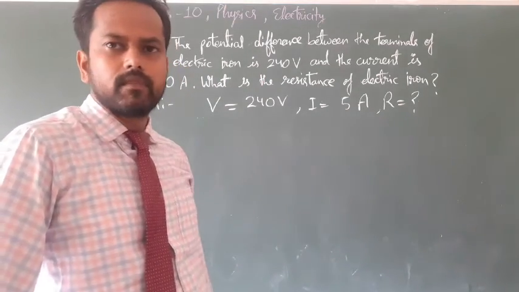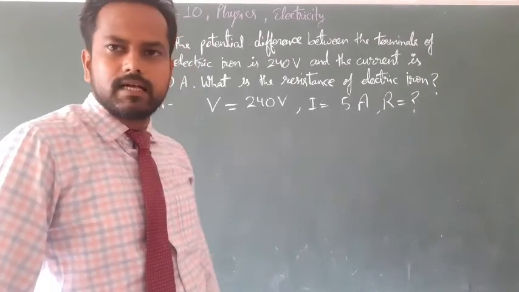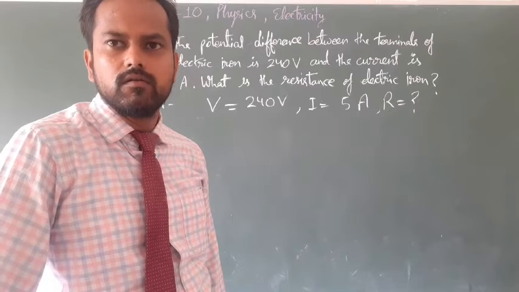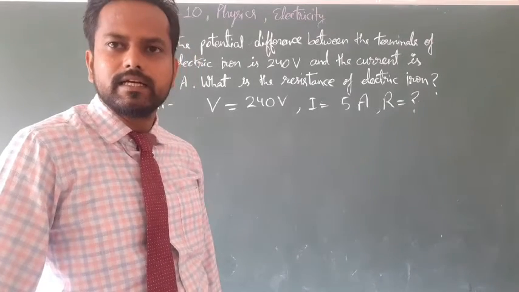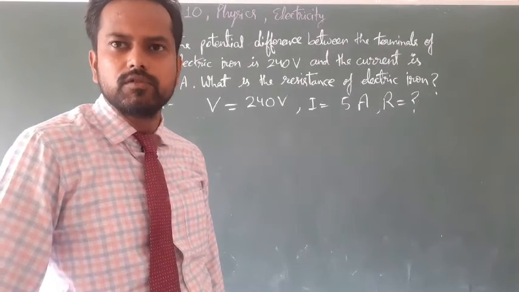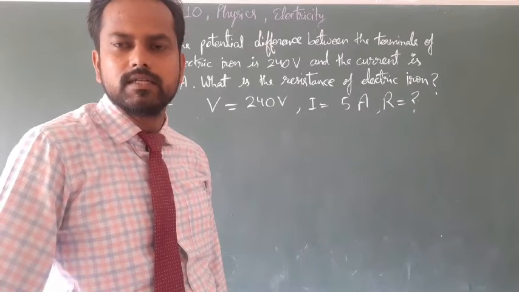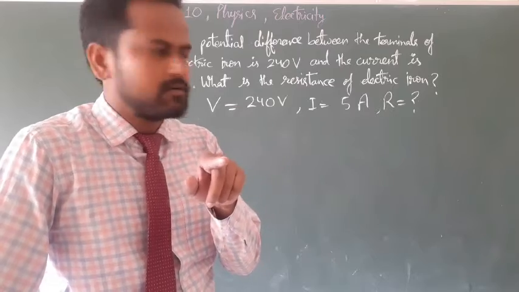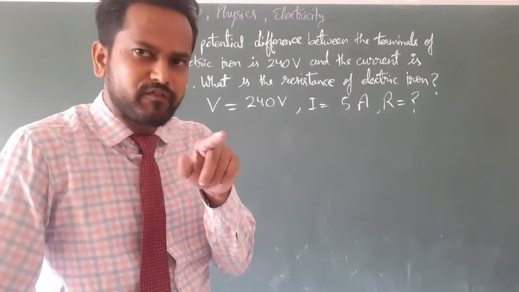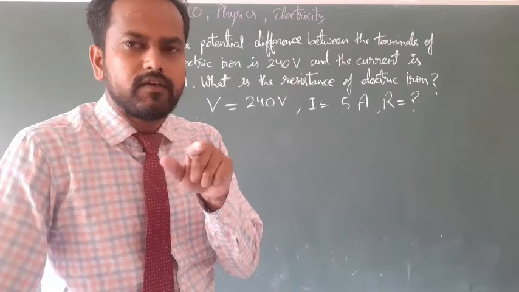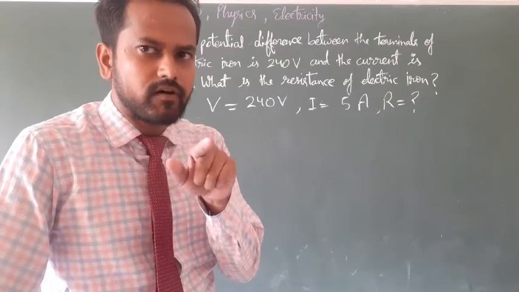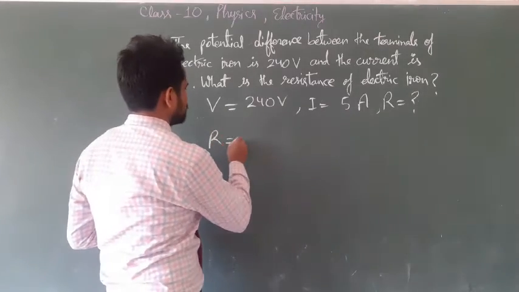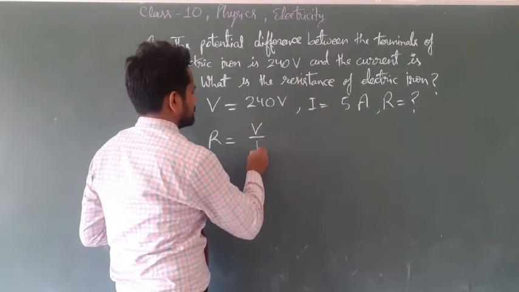In the previous lecture I told you what Ohm's law is. Ohm's law: the flowing electric current is directly proportional to the potential difference across its ends. It means V is equal to IR. So that is the main formula. If you want to find out the value of resistance R, then R is equal to V by I.